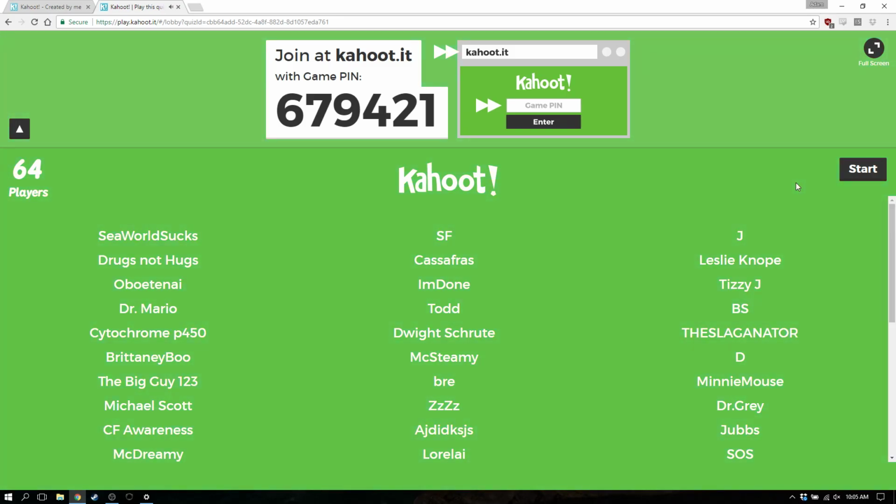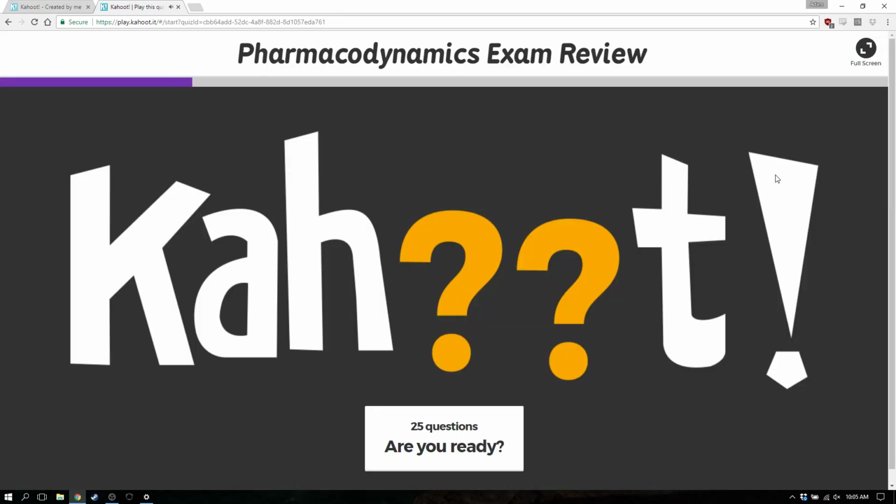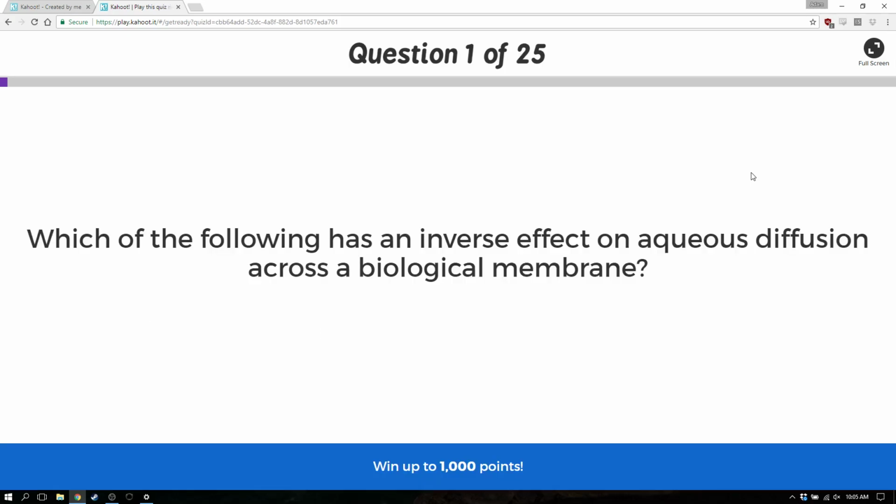Okay, so any questions before we get kicked off here? Anything at all? Okay, so again, this is Pharmacodynamics we're reviewing for here, so hopefully you all remember that. Okay, let's get started. Hopefully you guys can read it. Which of the following has an inverse effect on aqueous diffusion across a biological membrane?